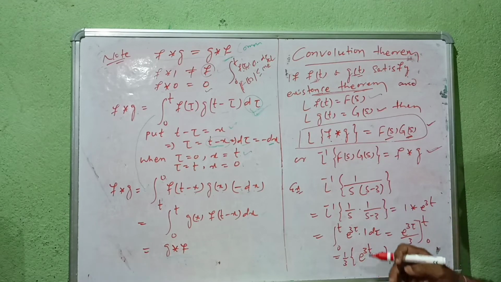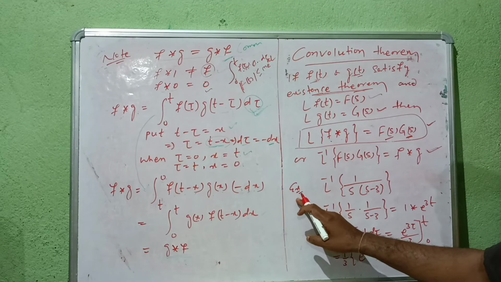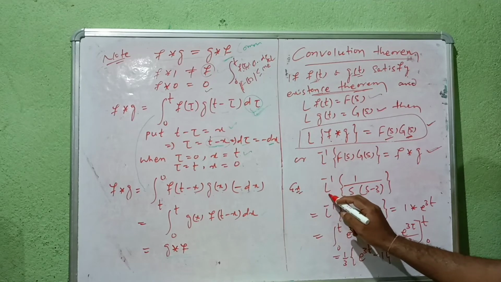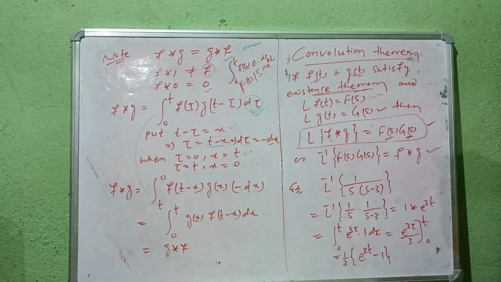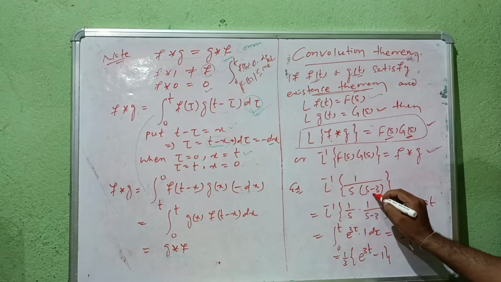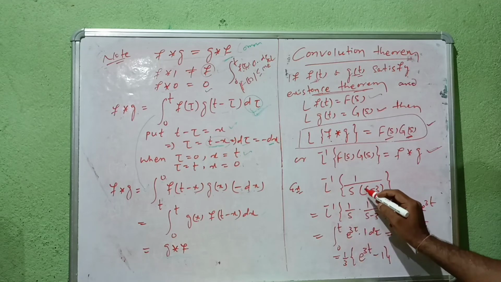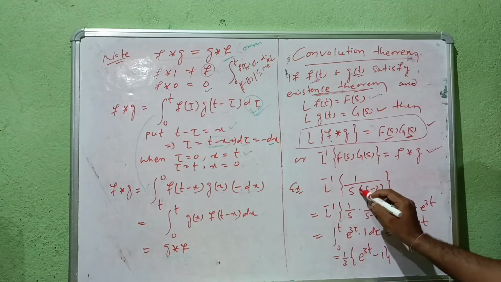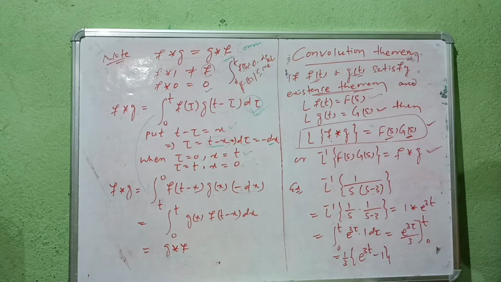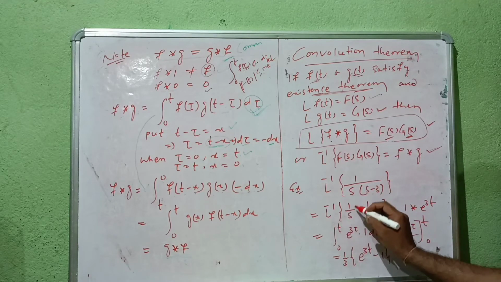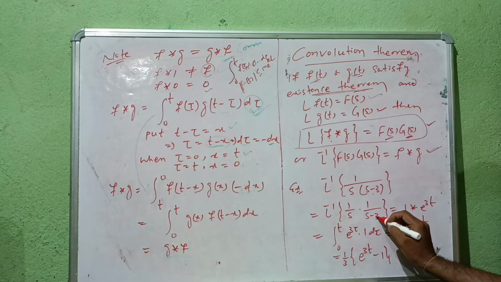How? From an example: suppose you have to find the Laplace inverse of 1 by s into s minus 3. Clear? So, Laplace inverse of, just write this function in the form of 1 by s into 1 by s minus 3. You can write it like this: Laplace inverse of 1 by s into 1 by s minus 3.